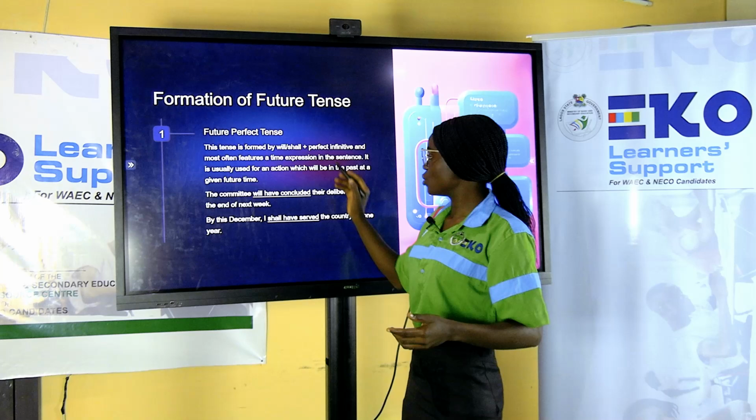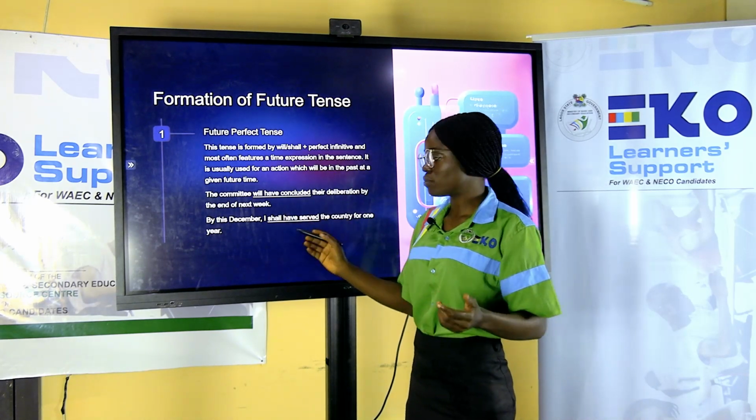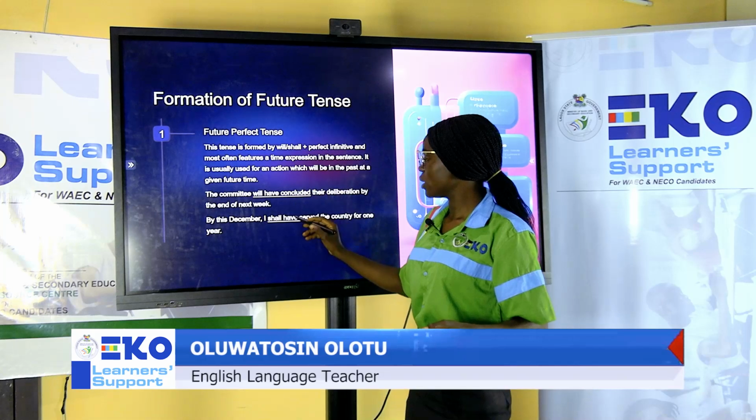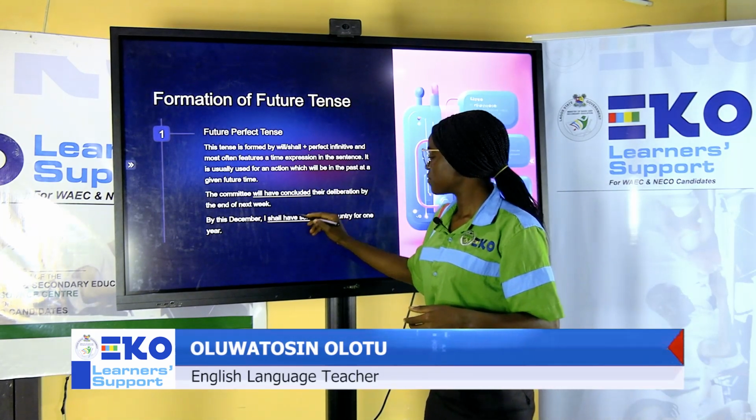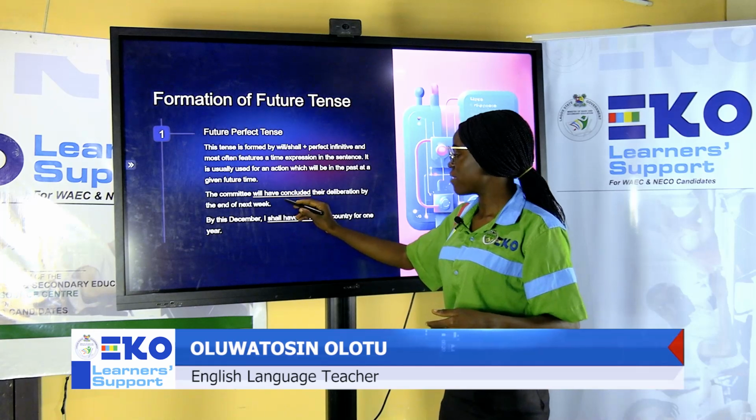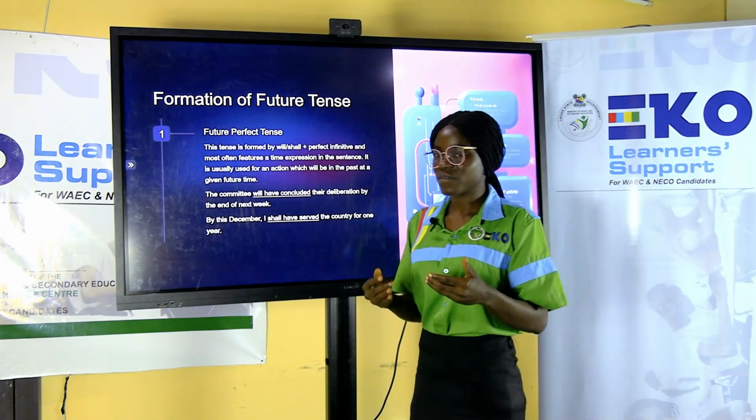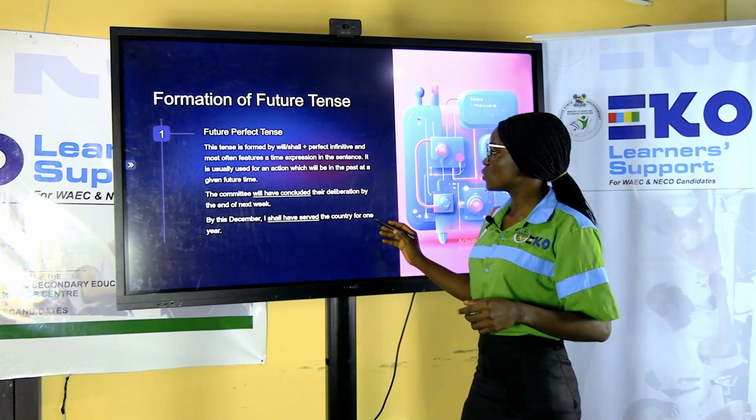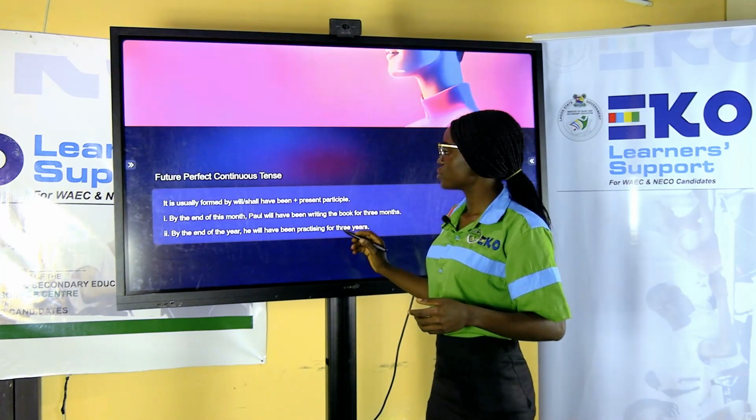Now, what you ought to use is will or shall, depending on the verb, depending on your subject. Shall or will, then plus perfect tense. I've served, I've concluded, and that is how to form your future perfect tense. And let's look at the last one, which is our future perfect continuous.